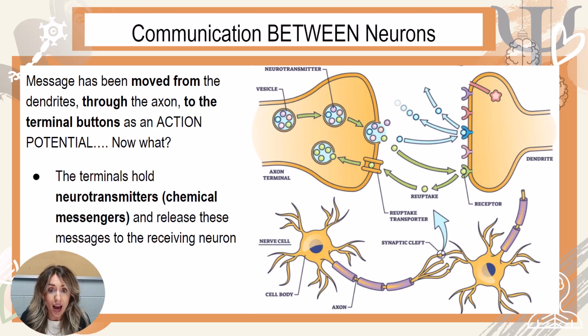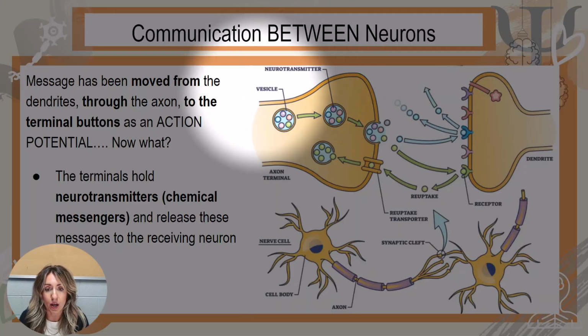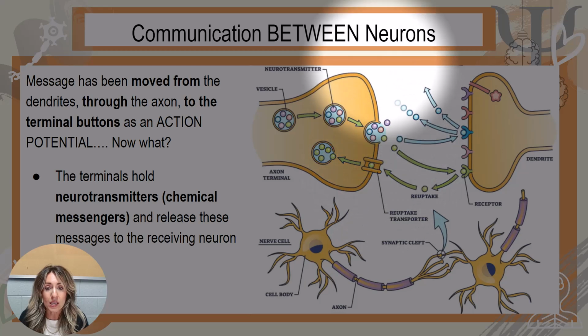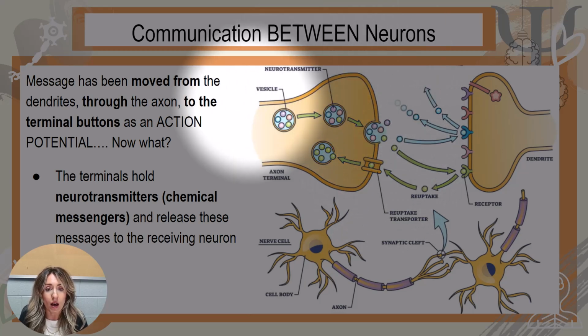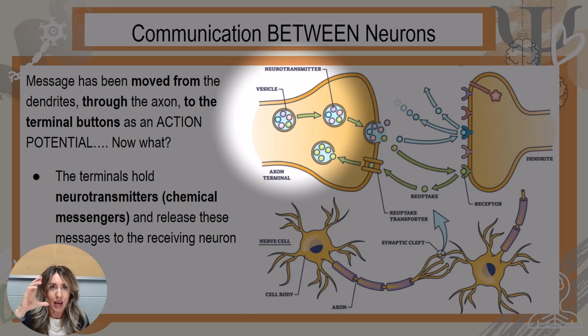The first thing that happens is that the axon terminals hold neurotransmitters, and you can see that in the graphic here. You'll also see that this graphic labels the little sac that the neurotransmitters are in, called vesicles. That's correct terminology, but as far as we're concerned in AP Psych, just knowing that the neurotransmitters are inside the terminal buttons, branches, or axon terminal is all you have to know.